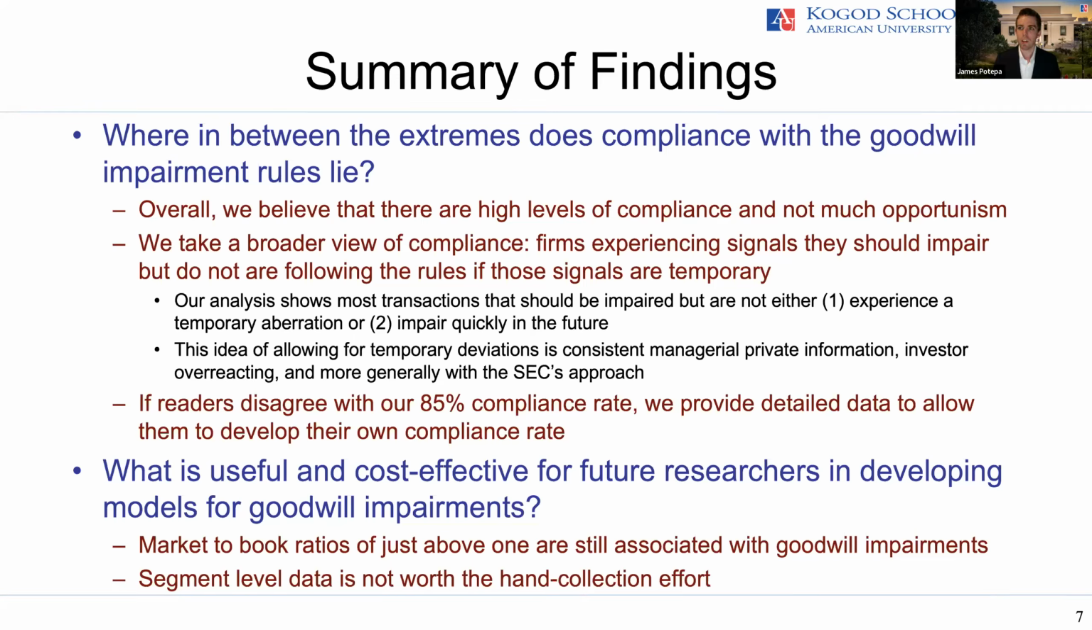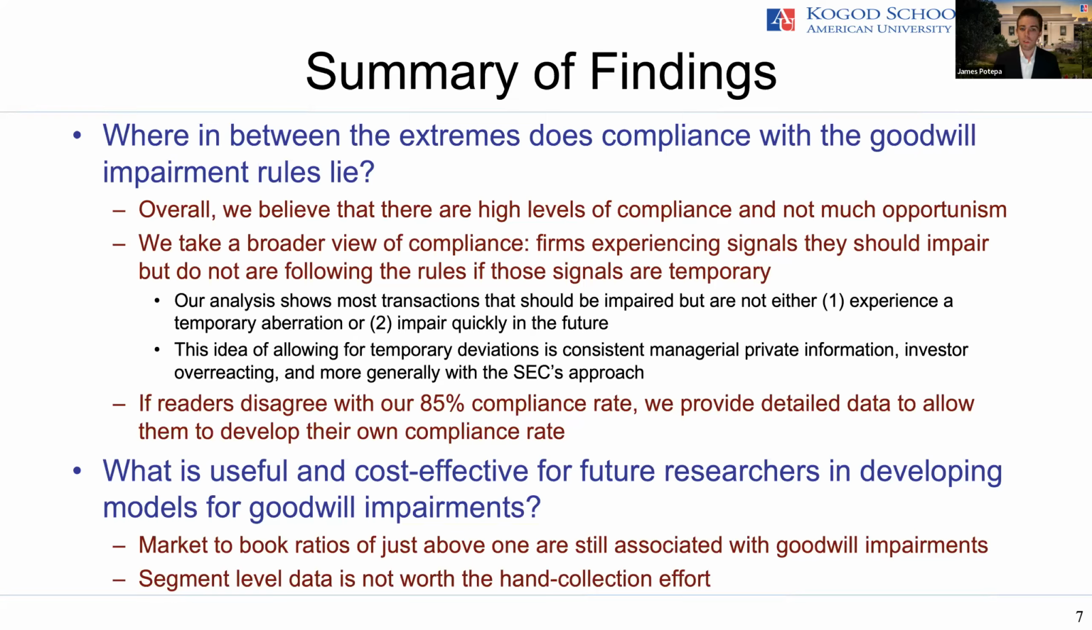So at the end of the presentation, we'll go through SEC comment letters, and I'll highlight a little bit about how the SEC seems to be okay with situations where managers argue that they're not impairing because the performance declines are temporary. If readers disagree with our 85% compliance rate, we do provide detailed data to allow them to develop their own compliance rate. Admittedly, the 85% number that we highlight in the paper is based on a specific set of assumptions. And so we're providing a lot of disaggregated data to allow the reader to put together their own compliance rate if they disagree with our approach.